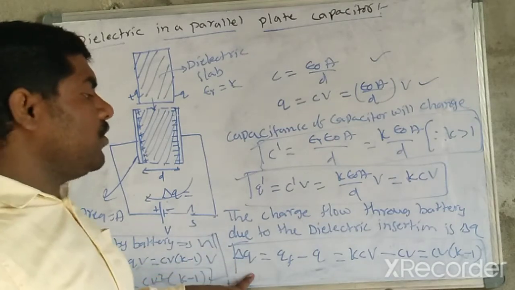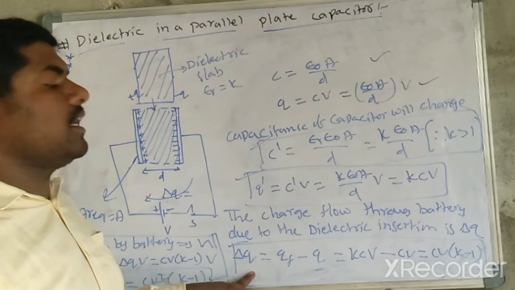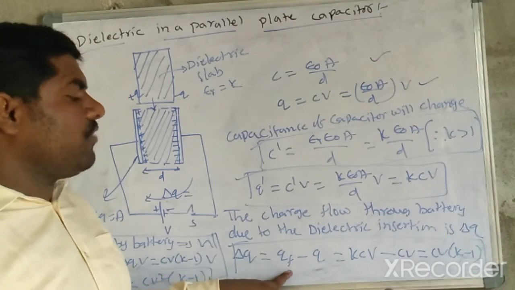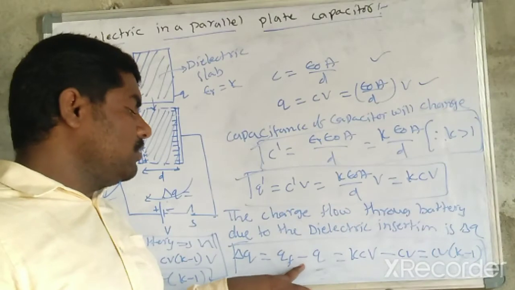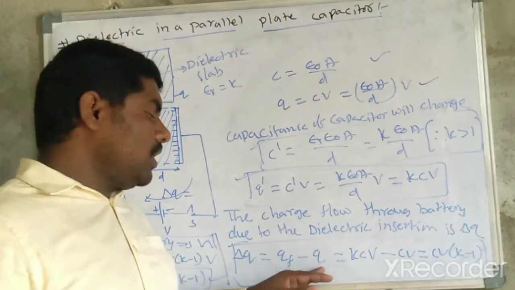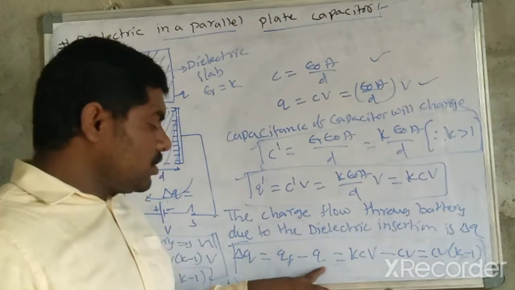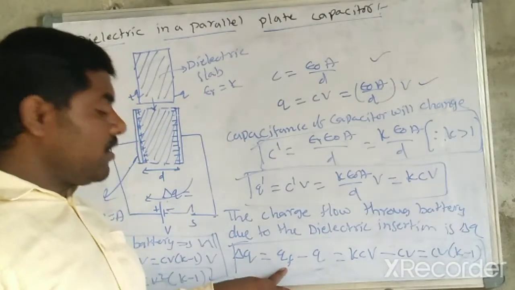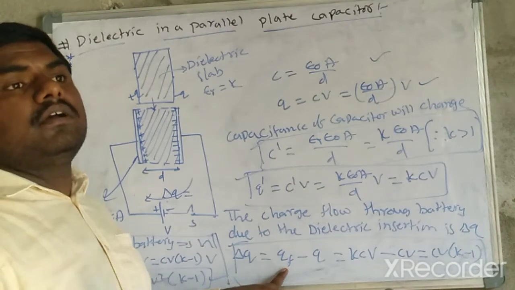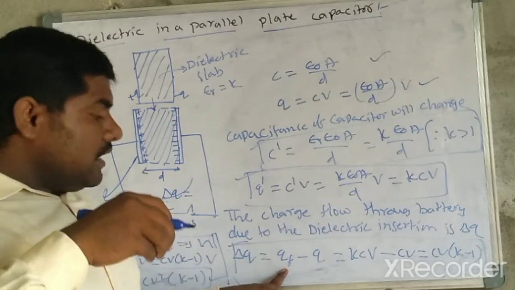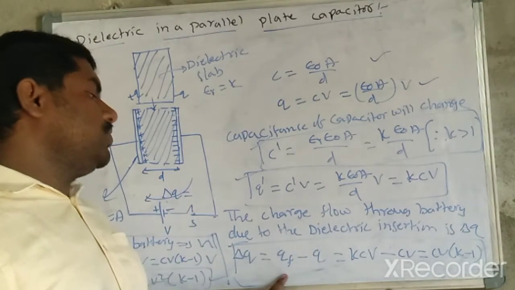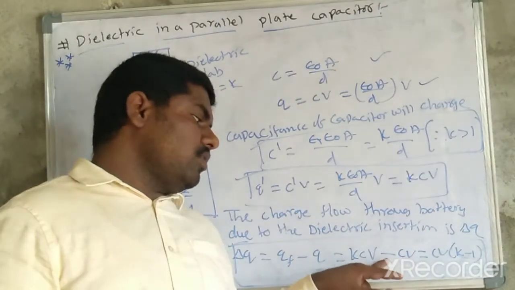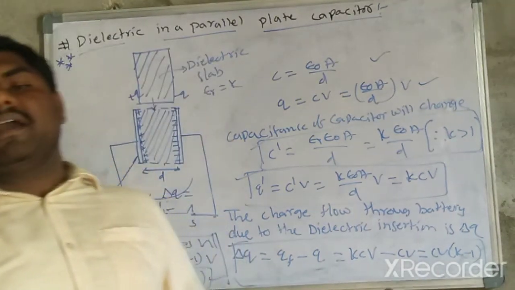Here the charge flow through the battery due to the dielectric insertion is delta Q. Delta Q is equal to the final charge distribution minus the initial charge. Q initial is nothing but the charge without the dielectric medium. Here Q final is nothing but the charge after dielectric insertion. So KCV minus CV. So CV, taking K minus 1 common. K minus 1.